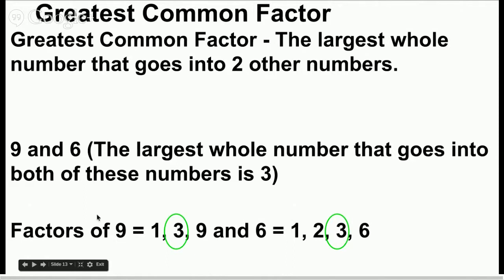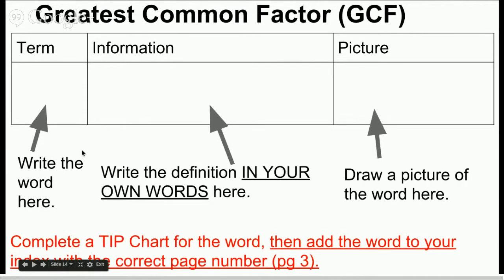All right, so the factors of 9 are 1, 3, and 9. The factors of 6 are 1, 2, 3, and 6. The common factors are 3 and 1, but 3 is the greatest common factor, so it's the GCF. So please make a tip chart of this. Go ahead and pause it, make your tip chart.